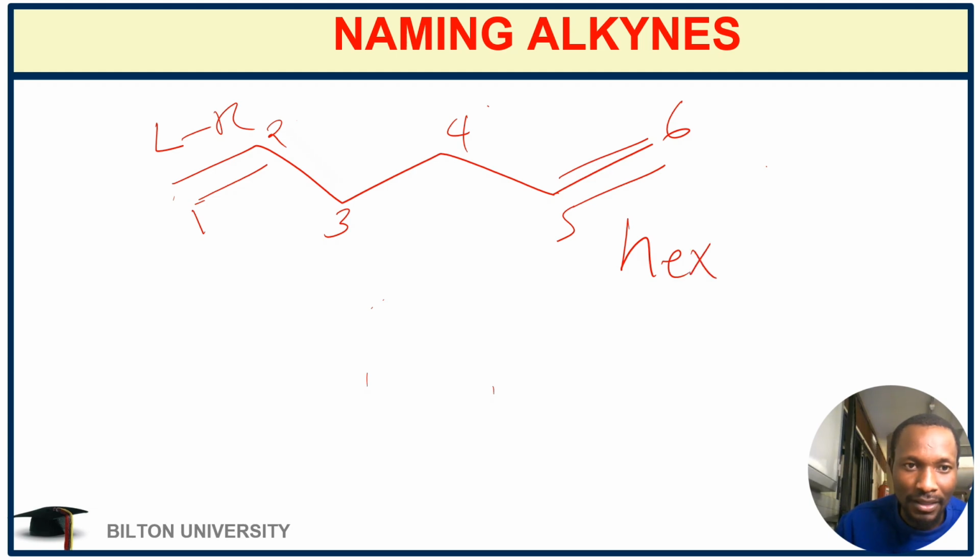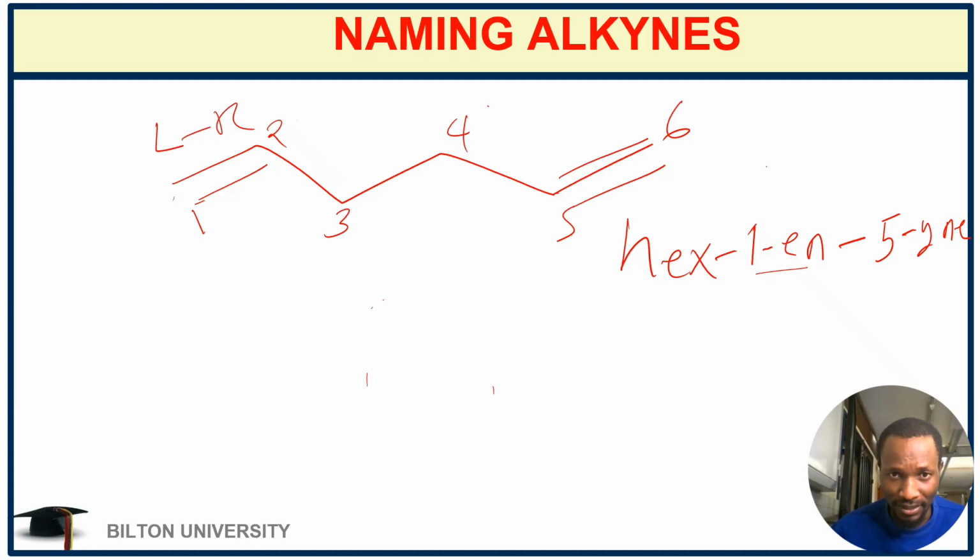Then our double bond is on carbon number 1, so we're going to say hex 1 ene. Then our triple bond is on carbon number 5, so we are going to say 5 yne. So this en, 1 yne, tells us that our double bond is on carbon number 1, and 5 yne tells us that our triple bond is on carbon number 5. So this is how we can name alkynes.